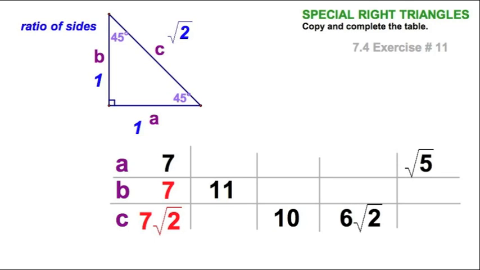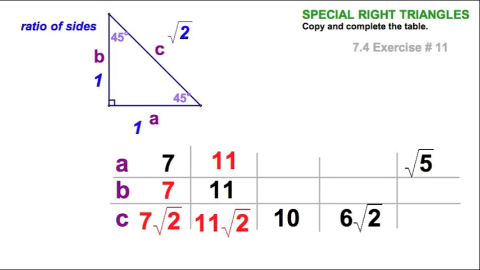Okay, the second one's easy too. Because after all, if this is 11, so is this. Oops. That's this right here. And the hypotenuse is 11 radical 2. The next one gets more interesting. Let's suppose this side is the 10.